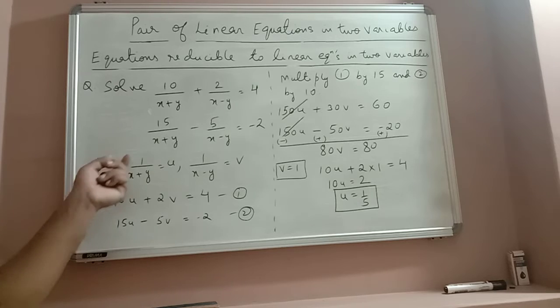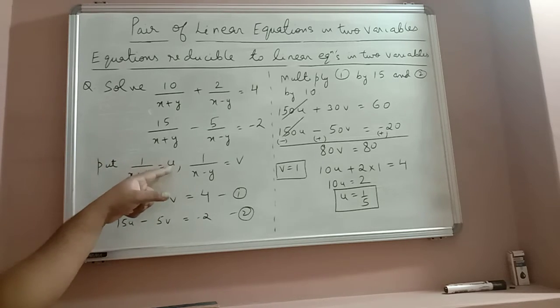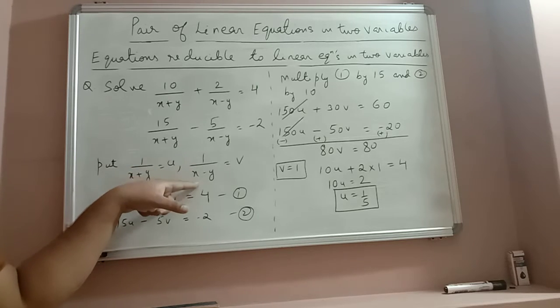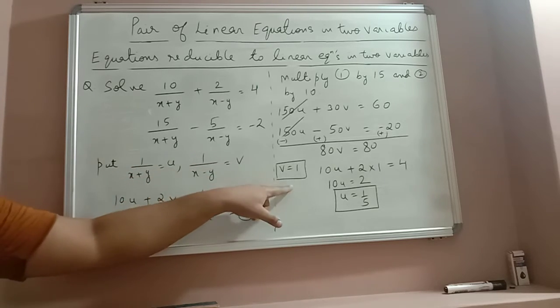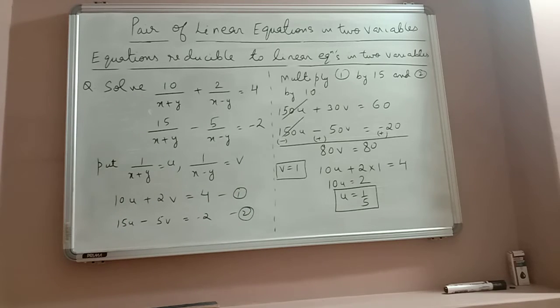Now we will put in these two substitutions, that is 1 by x plus y will be equal to 1 by 5 and 1 by x minus y will be equal to 1, that is v. Let's solve it further.